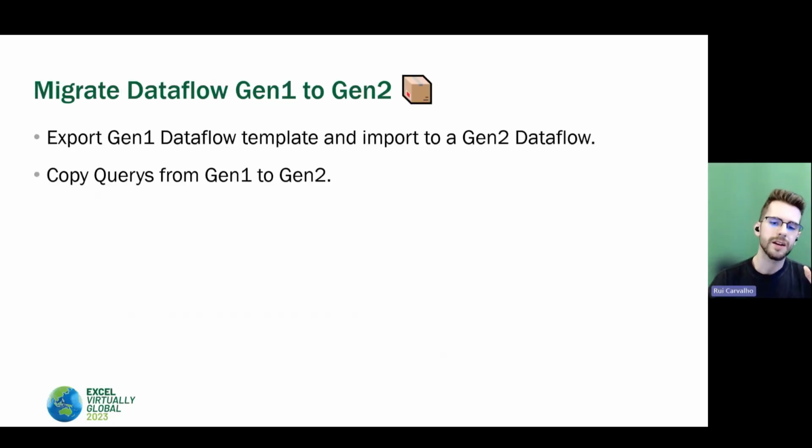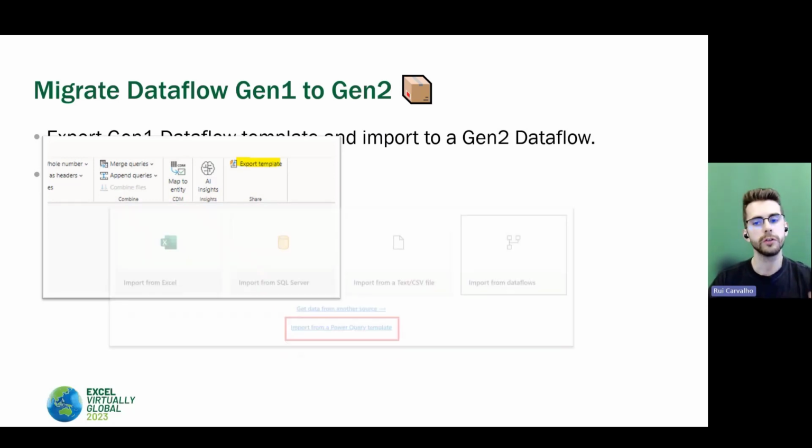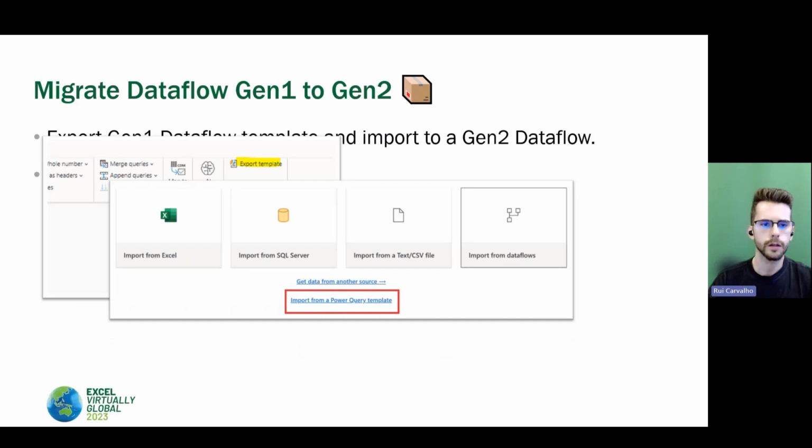So currently, there are two methods that you can use to migrate Gen 1 data flows to Gen 2. The first one is to use the model export feature. In the upper corner of your data flow window, you have an option called export template. It will export your Power Query file that you can import from in another data flow creation. You can import from a Power Query template, and you can use this file, import this file, and you will get the same data flow that you have in Gen 1 in your Gen 2.